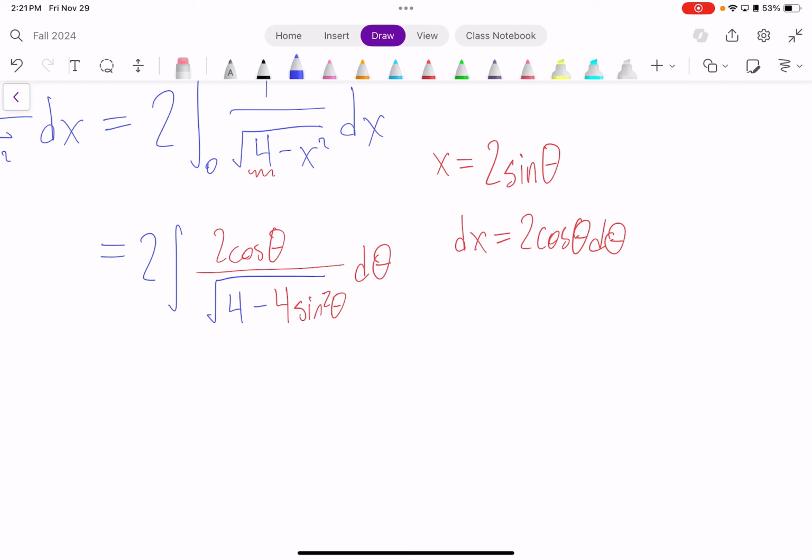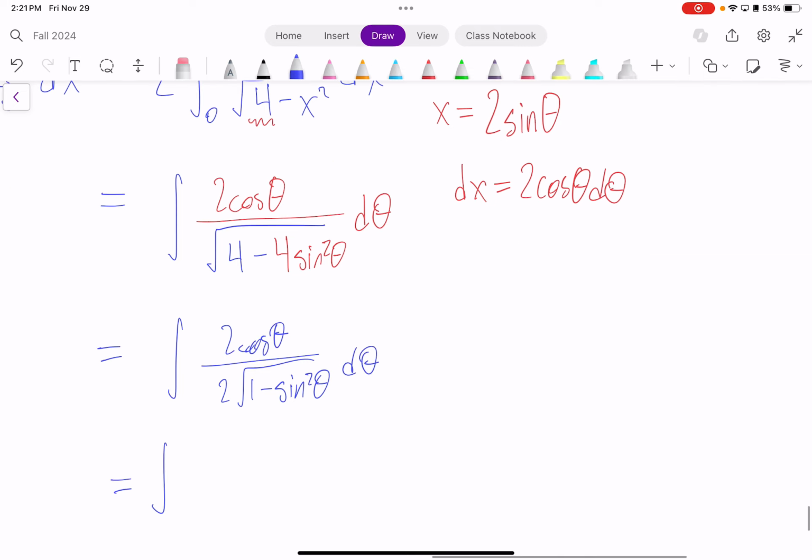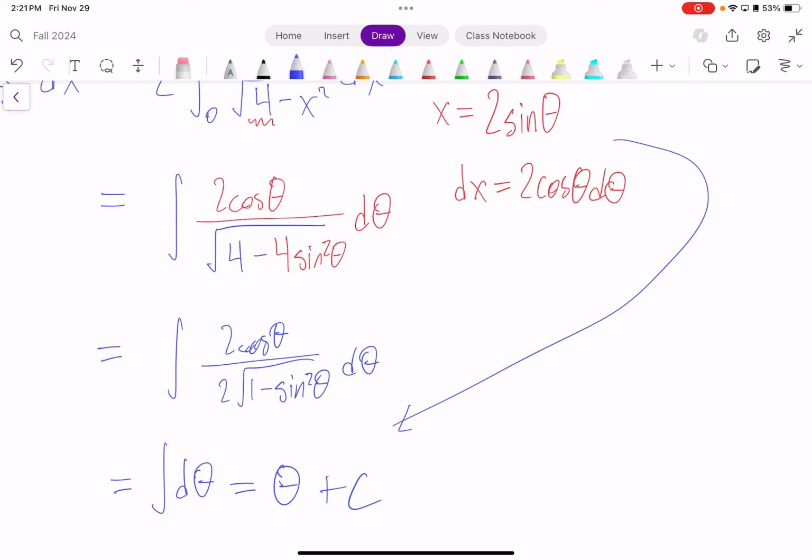Look, in our denominator, we also have 2 cosine of theta, right? We could rewrite that as 2 root of 1 minus sine squared of theta. Oh, I pulled an extra 2 out, sorry. This is 2 cosine of theta d theta. The cosines are going to cancel. We're just integrating d theta. So that's just theta plus c, and then substitute back in.